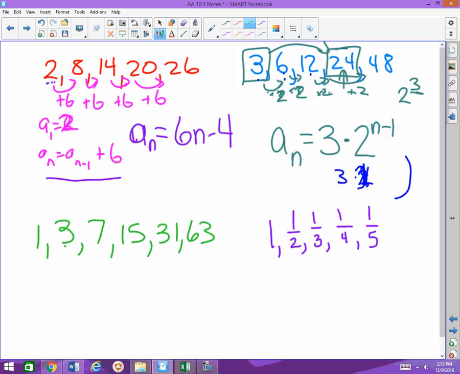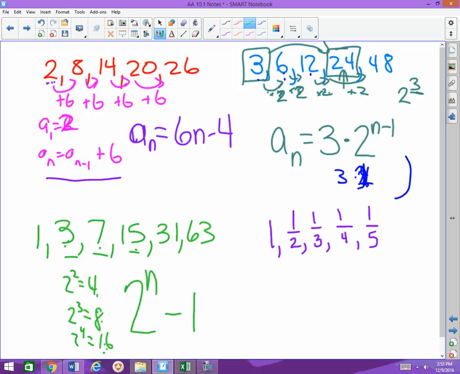Now, think about this. What is 2 squared? That's 4, and 2 to the third is 8, and 2 to the fourth is 16. And how do these numbers relate to those? Well, these are 1 less than those. So it's 2 to some power minus 1.